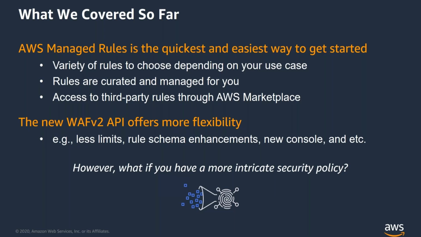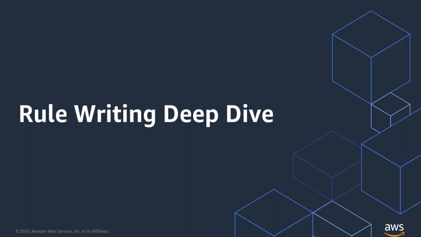Now, many customers will want to have more control or have a complex business logic that they will need to cover. So in this case, while AWS Managed Rules can definitely be helpful, you want to write your own custom rules on top of it as well. And this is where I'll do a deeper dive into how rule writing works using the new API.